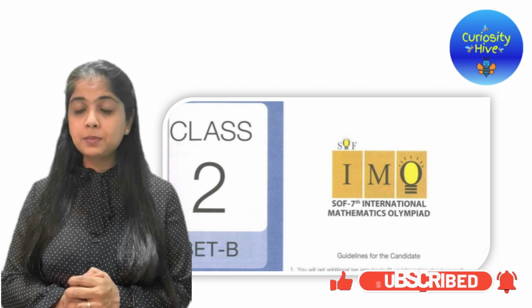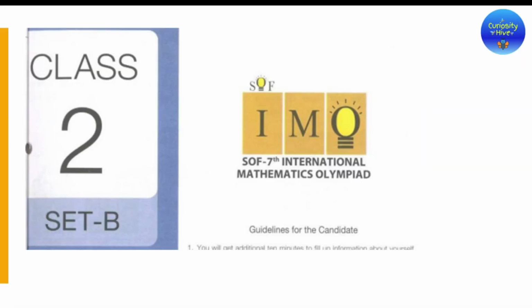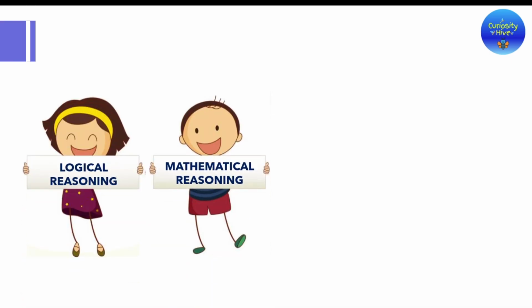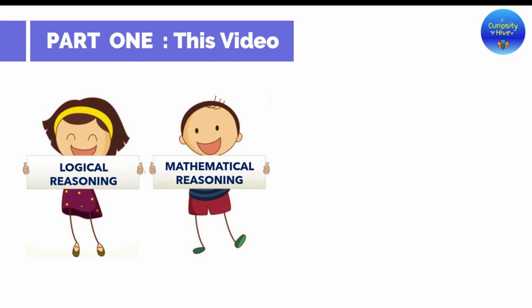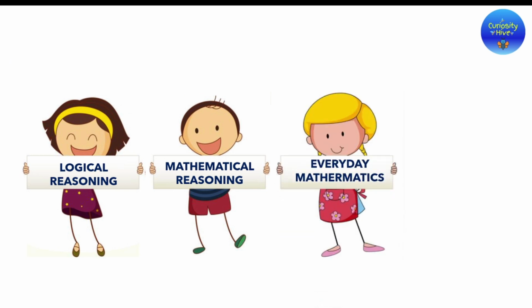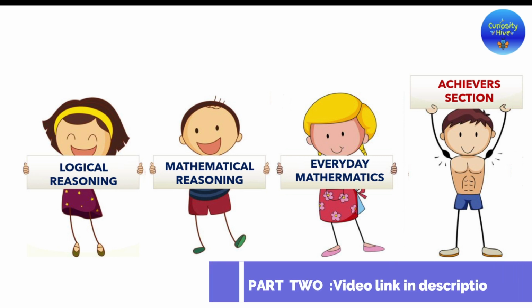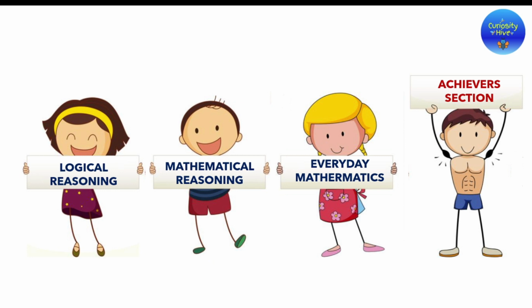So we'll solve this paper in two parts. This paper has 4 sections. The first 2 sections, that is the logical reasoning and mathematical reasoning, will be explained in this video. And the other 2 sections of everyday mathematics and the most powerful achiever section will be explained in the other video, which will be the second part to this paper. So let's start with logical reasoning.